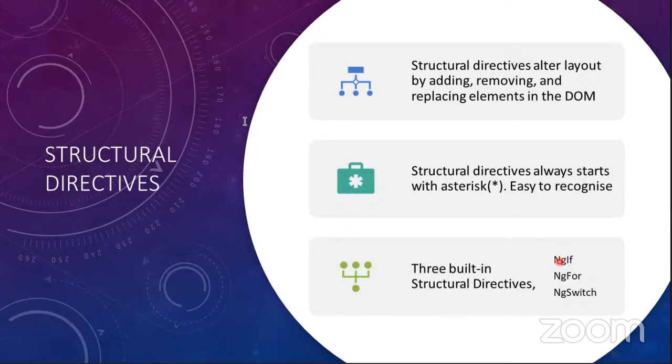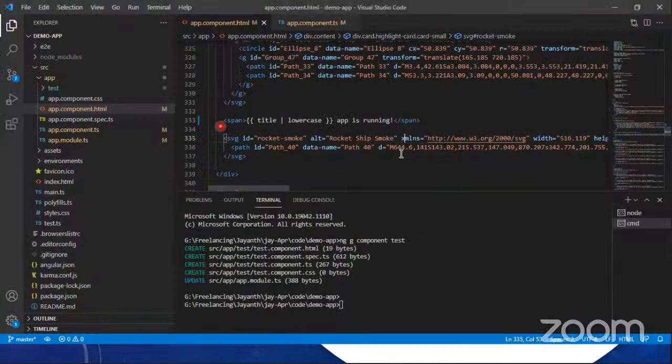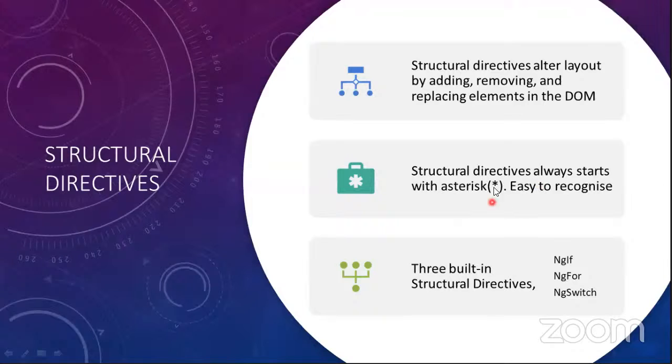So let me quickly show one of the types, maybe ngIf. This is how to do the structural directive things. This is how we should add it. With ngIf, ngFor and all, you should use the asterisk symbol before that. You should always use the asterisk with structural directives, so that it is easy for you to recognize, and that is how Angular is built internally.